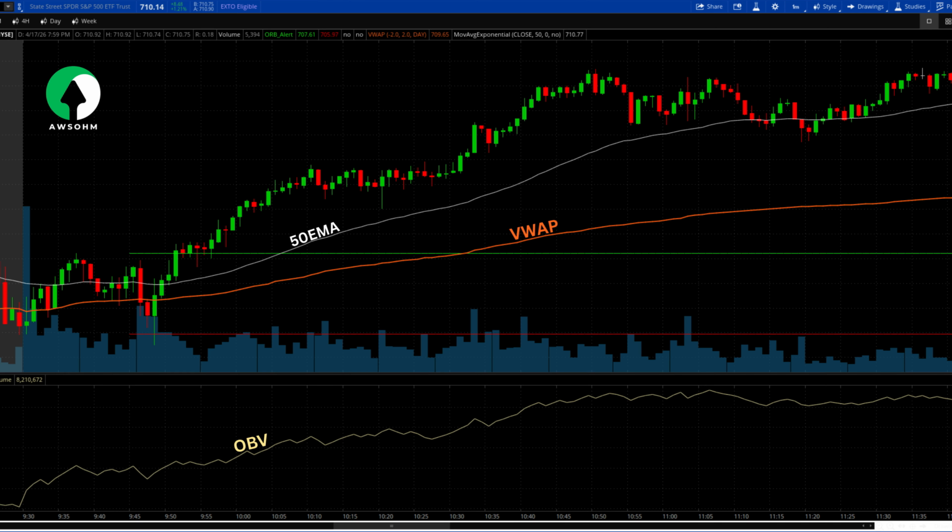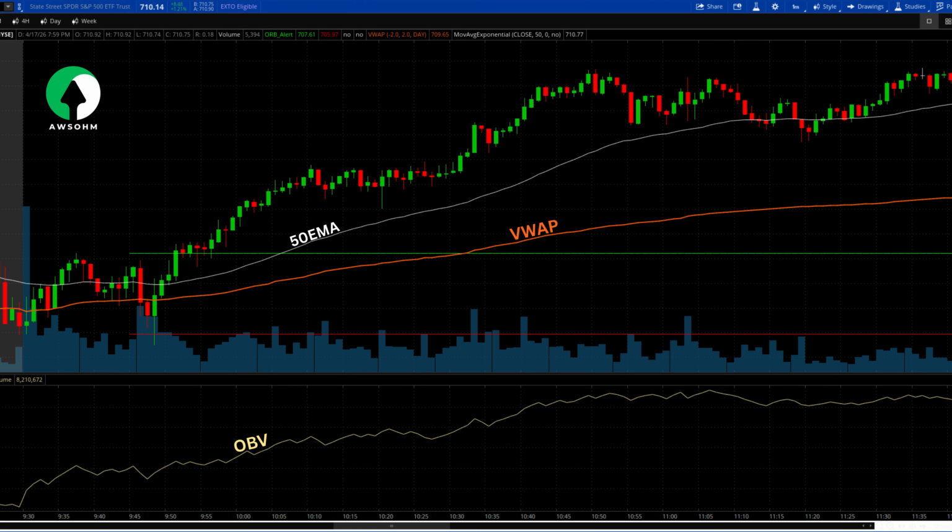VWAP, best for intraday confirmation. Volume-weighted average price, VWAP, pairs well with OBV for day trading. VWAP defines institutional bias, while OBV confirms whether volume supports that bias. If price is above VWAP and OBV trends upward, buyers are in control. Pullbacks to VWAP with OBV holding steady often produce continuation entries.